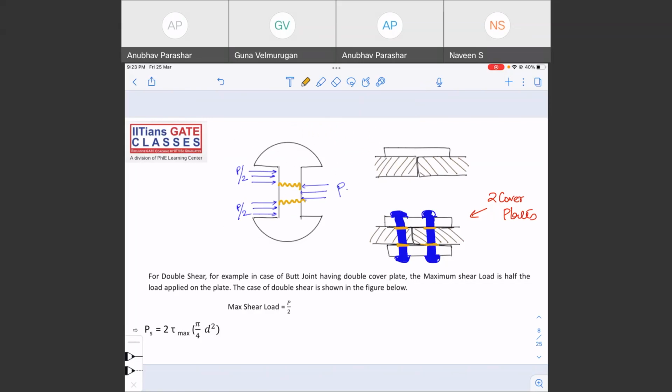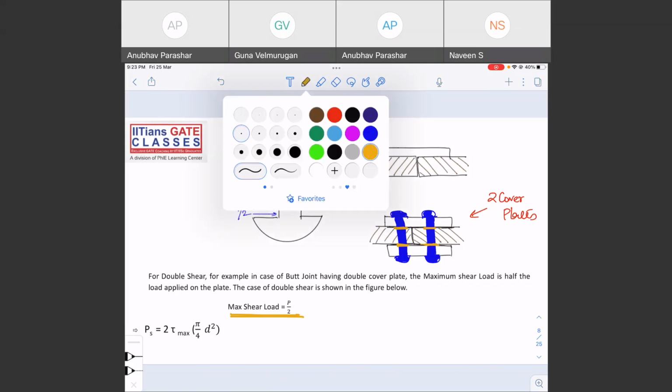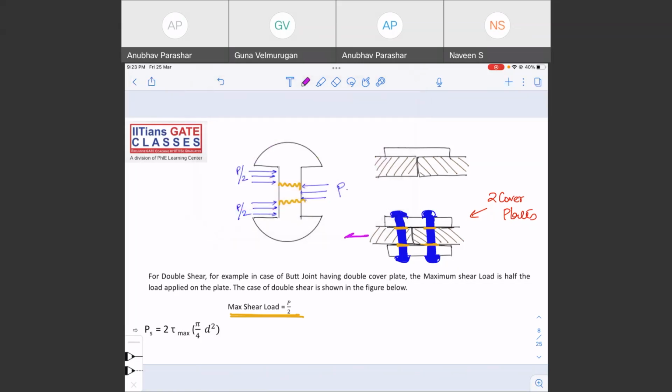So in this case, what can I say? The maximum shear load is P/2. Even if you're applying a force of P at both the sides, even if you're applying P here, the maximum shear load that will be counted is only P/2. Why? Because the load P is distributed at two cross sections. It is distributed here and here.